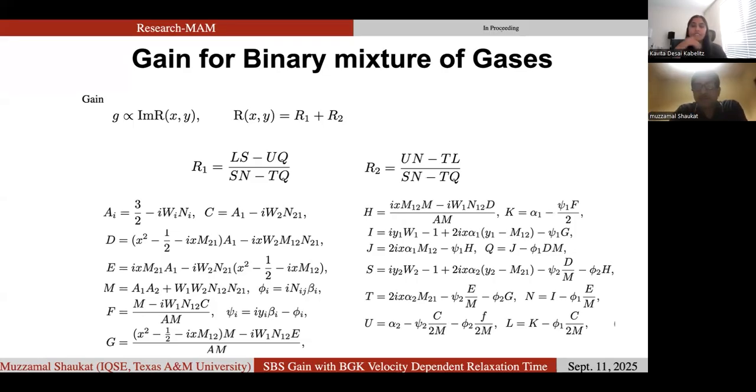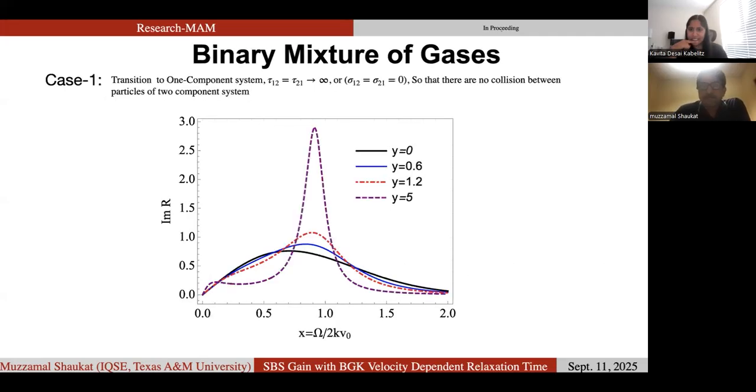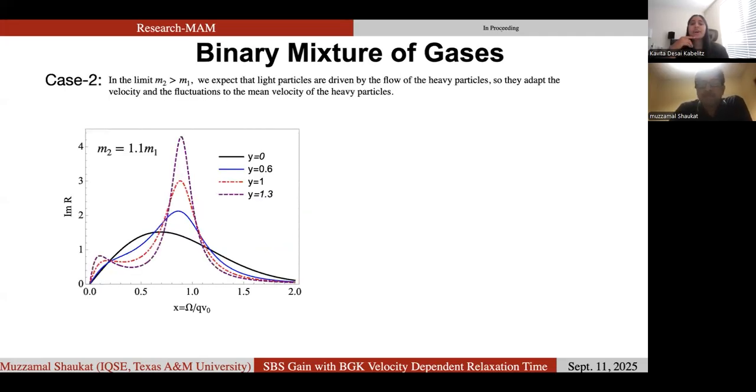I actually had a question on the binary mixtures as well. Could you go to the plots that you made? I think on the next slide or that, yeah. So, how does the gain compare? I know it does depend on which gas, but how does the gain of the binary mixture compare to a single gas?